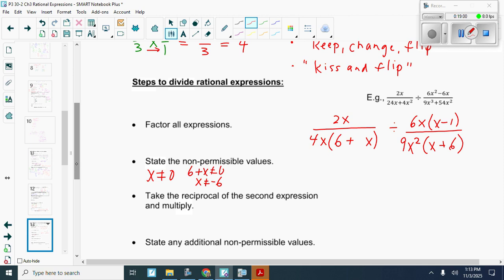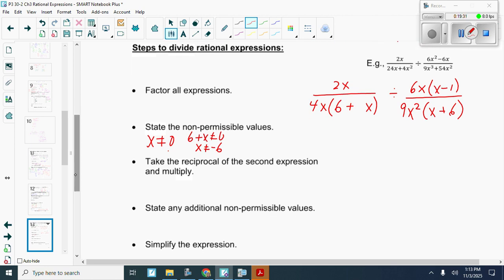So we have this x squared, so x cannot equal 0. Guys, if you already have it written down, you don't have to write it twice. We already have x cannot equal 0 taken care of. And now we have this binomial, which is the same thing. x plus 6 cannot equal 0, so x cannot equal negative 6. So we've already done both non-permissible values, so we're all done with this one.